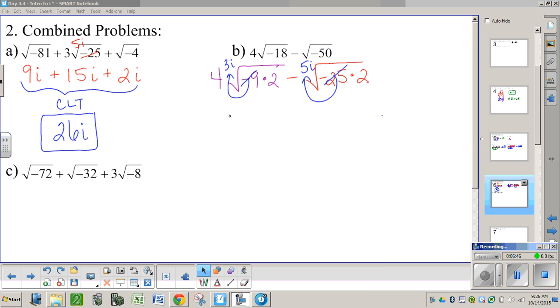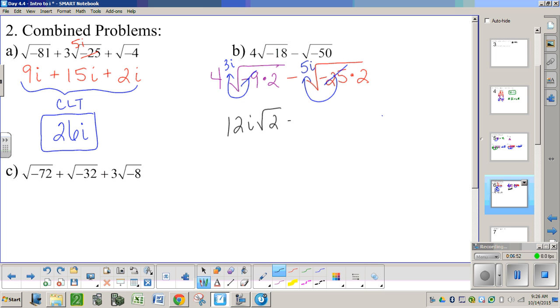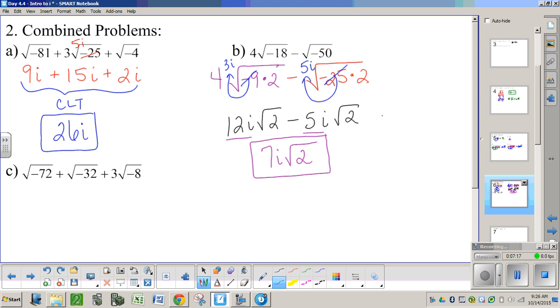All right, so now I have 12i radical 2 minus 5i radical 2. So remember, you have to have the same number inside the radical in order to add or subtract, and you have to have like terms as coefficients of your radicals. So you have 12i minus 5i, so that's going to give me 7i. And then I'm going to put radical 2 at the end there. Okay? All right. Go ahead and pause your video and try letter C.